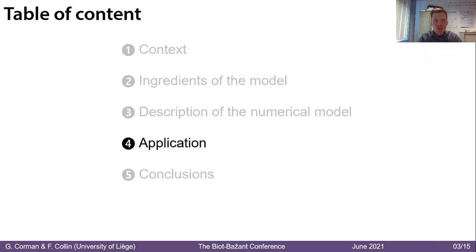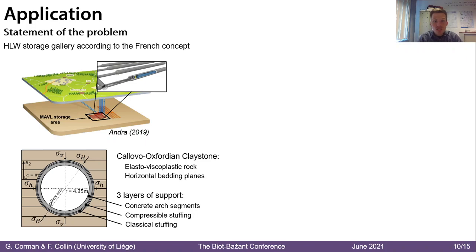This brings us to a type of application that can be tackled using this model. So the treated application deals with a medium activity and long-lived waste storage gallery set up in the Callovo-Oxfordian claystone following the French concept. The rock environment is supposed to be an elastoviscoplastic material made of bedding planes with a horizontal orientation. And the structure is composed of 3 layers of support for an internal usable radius of 4.35 meters.